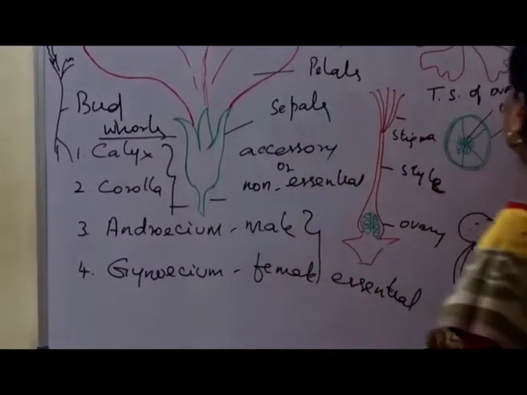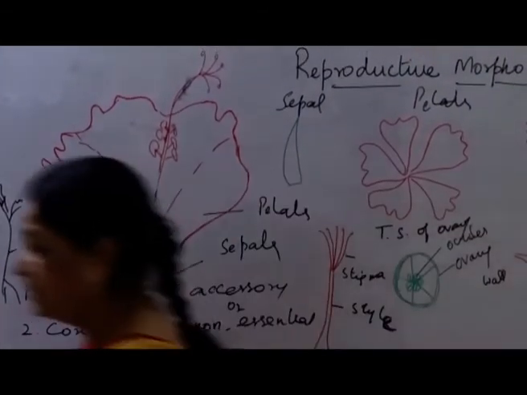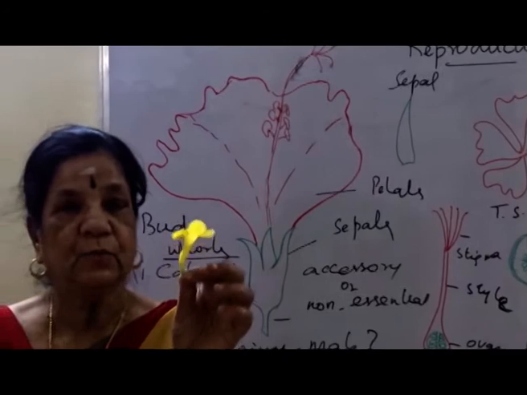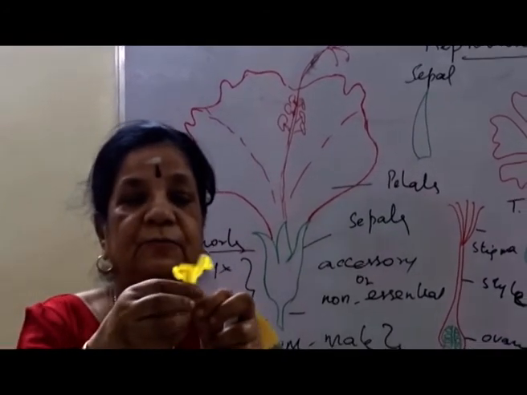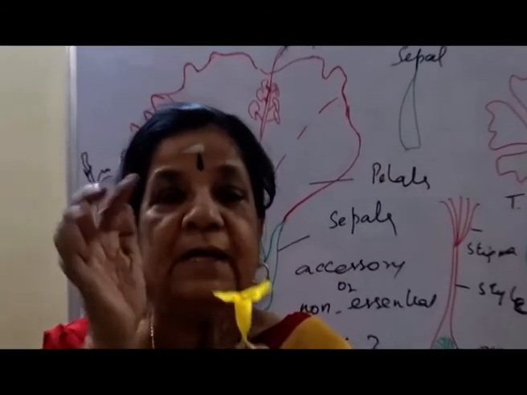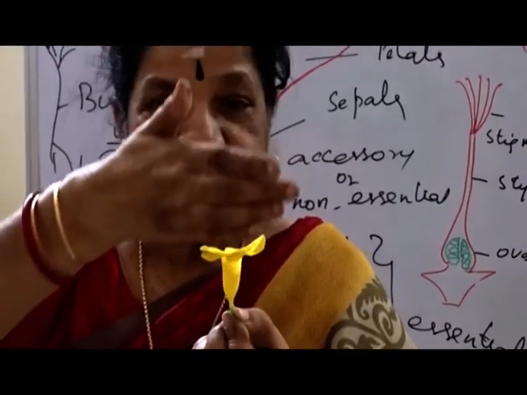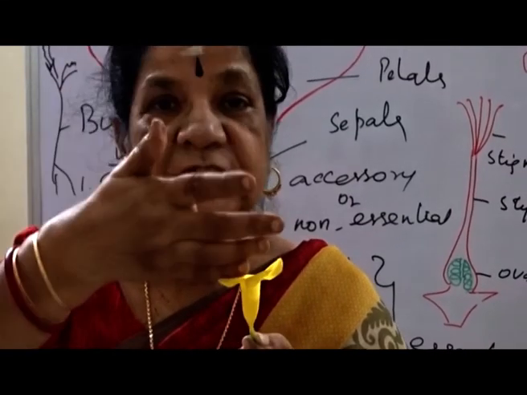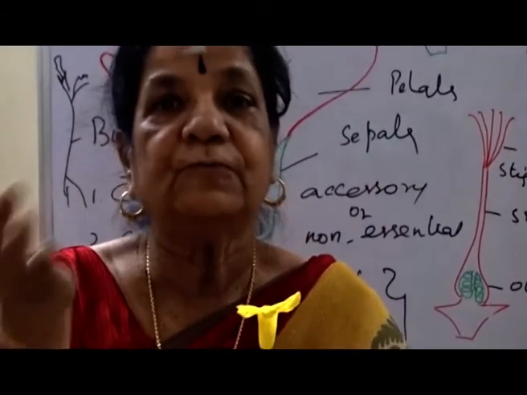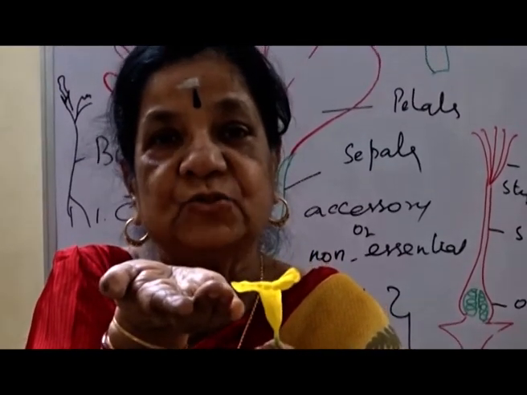This I will explain, one more: what is TS and what is longitudinal. Now in a given flower, I take one. When the ovary is cut like this, this is forming a transverse section, otherwise cross section. When the flower is cut like this, it is the longitudinal section of the flower. So this cut is longitudinal, this cut is transverse section.